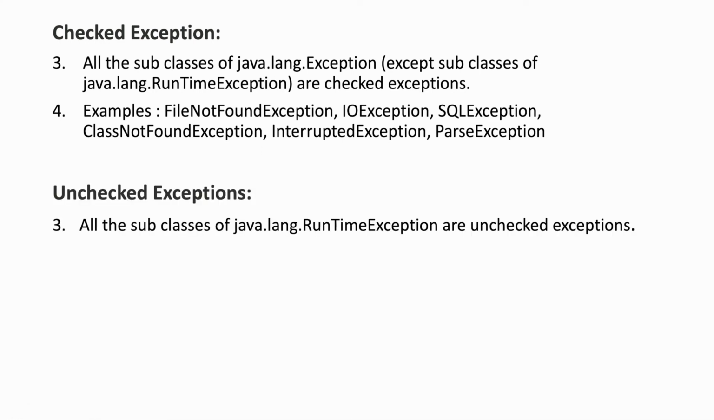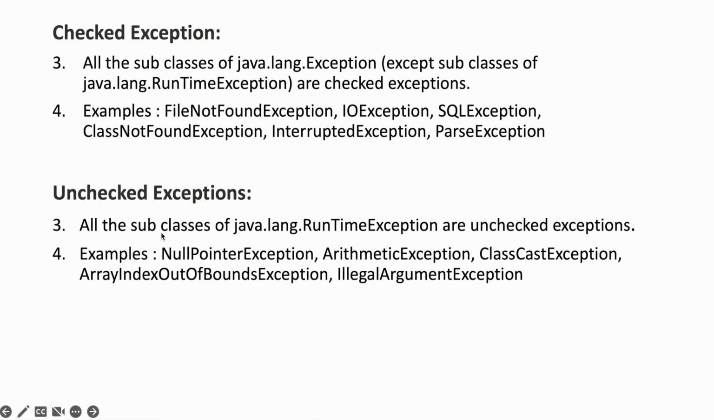Unchecked exceptions are all the subclasses of java.lang.RuntimeException. Examples of these unchecked exceptions are NullPointerException, ArithmeticException, ClassCastException, ArrayIndexOutOfBoundsException, and IllegalArgumentException. These kinds of exceptions we can say are unchecked exceptions.